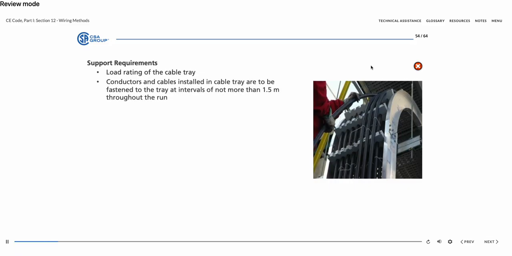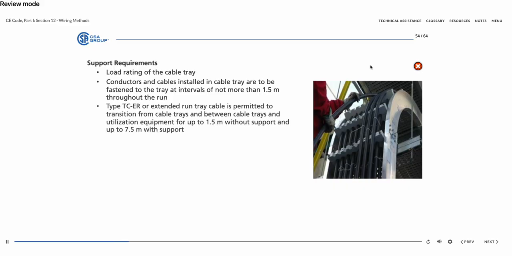Conductors and cables installed in a cable tray are to be fastened to the tray at intervals of less than 1.5 meters throughout the run. Type TC-ER or extended run tray cable is permitted to transition from cable trays and between cable trays and utilization equipment for up to 1.5 meters without support and up to 7.5 meters with support.